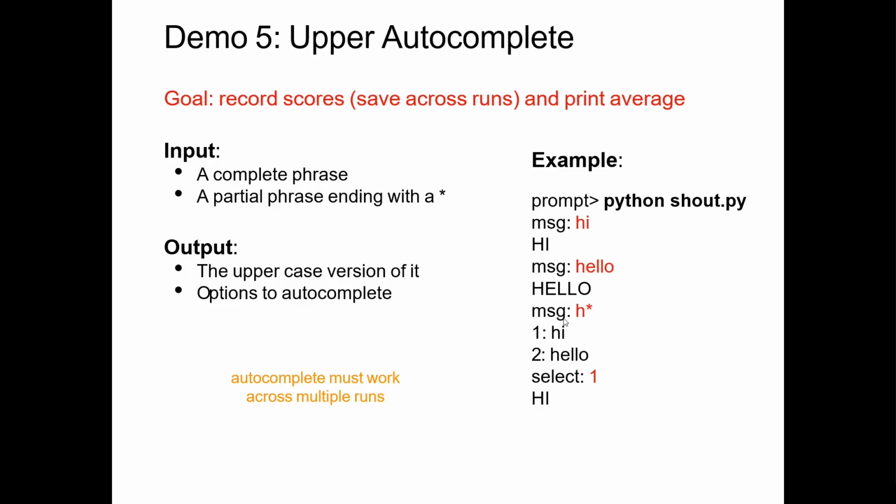And then if I give it a message H with a star, that's going to be the clue that it's not complete. And so what it's going to do is give me all of the choices so far that it's seen that begin with these letters. In this case, just an H. And then it's going to let me select from this list. And when I choose one, it's going to print out hi, shout hi. All right. The idea is that we want this to work every single time we run it. So if it's seen a word before, we'll stick it in the dictionary.